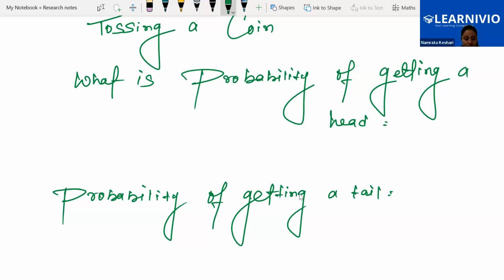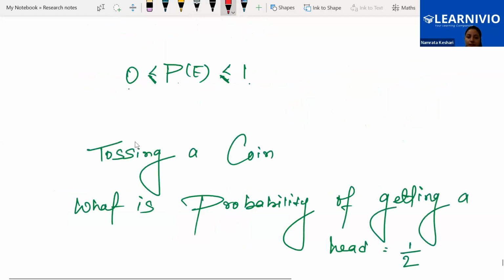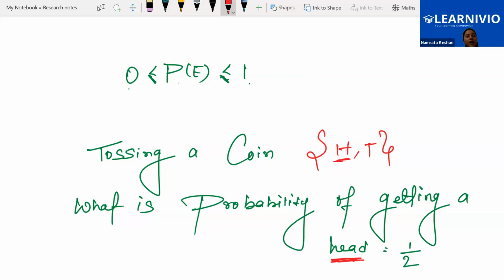One by two. Perfect, it will be 1 by 2. When we are tossing a coin, the possibility is either head or tail. Probability of getting a head means favorable outcome by total outcome. How many favorable outcomes are we having? We want head. Only head is there. But total outcome, how many total outcomes are we having? Got it?